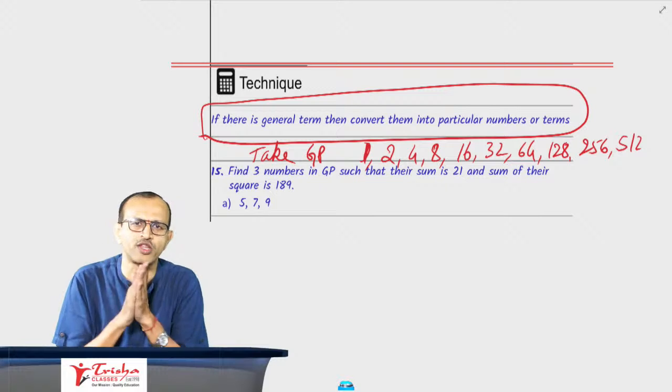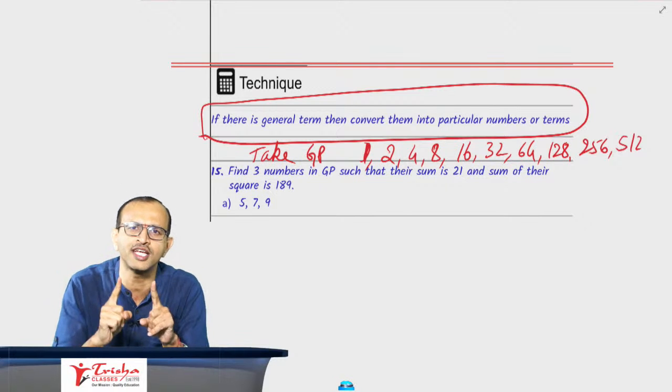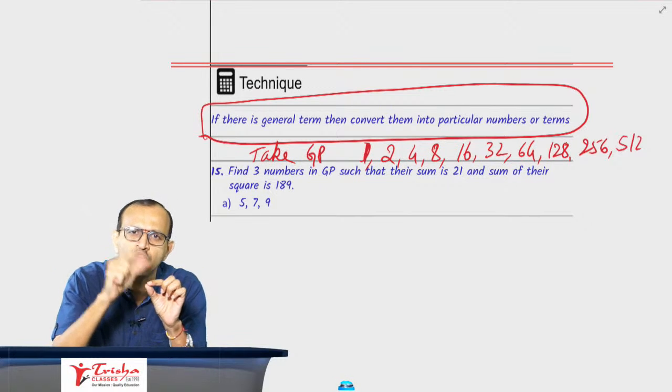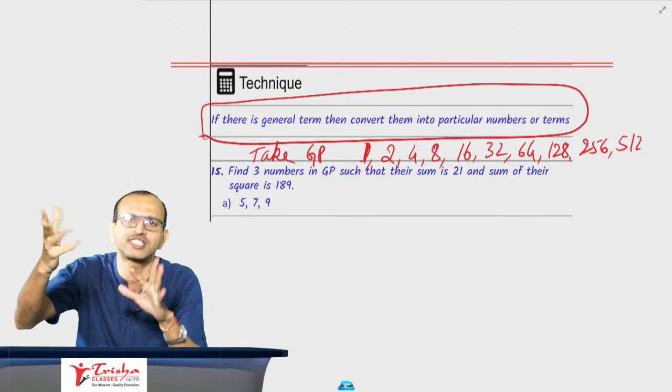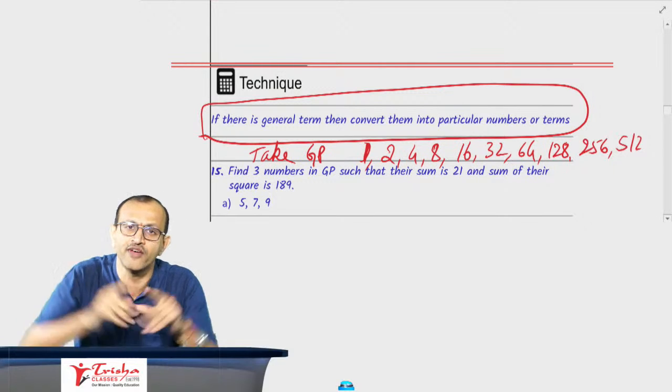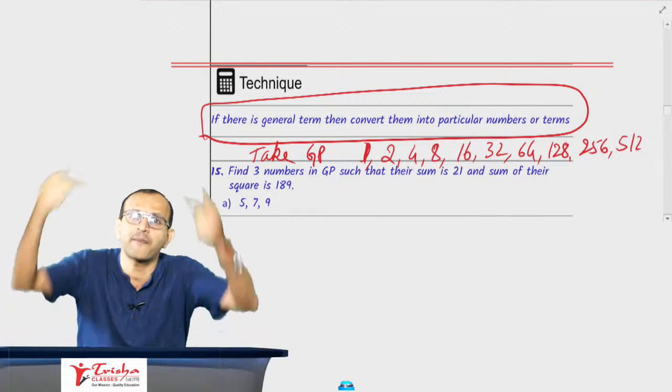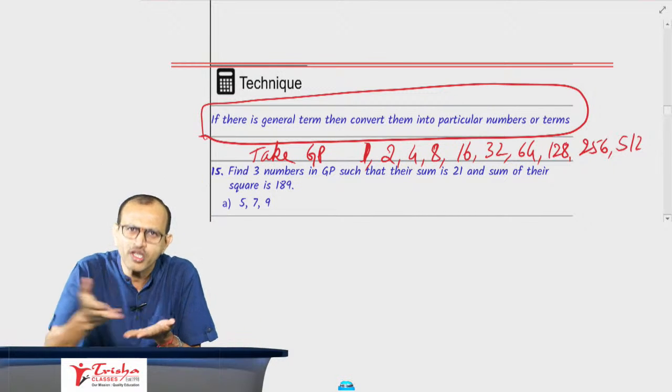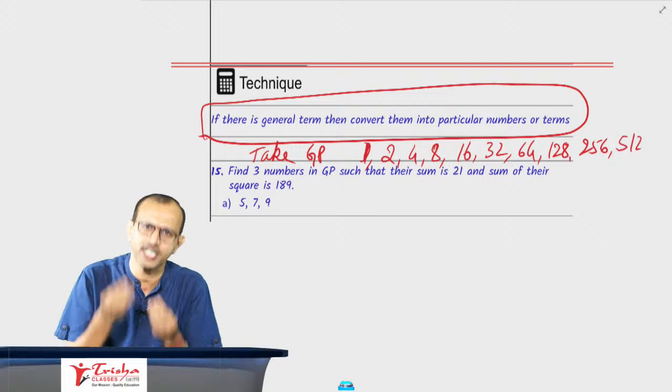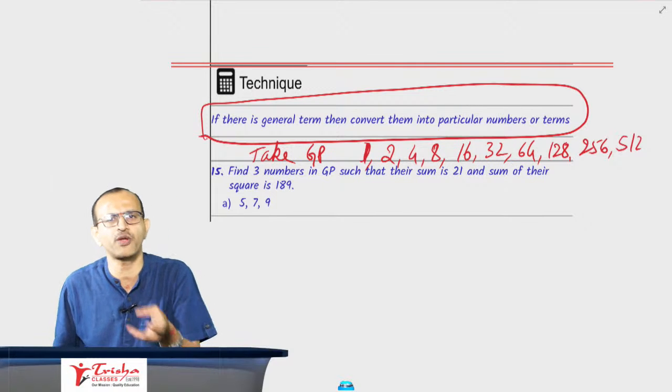So, boys and girls, one new thing we learned today. What is that new thing? Whenever they give unknowns, whenever they give X, Y, Z, whenever they give A, B, C, whenever they give general terms, make them a particular one. Take your own example. Sir, is any example going to work? Definitely. Sir, can I take one more GP?